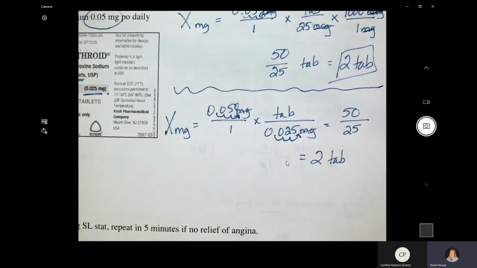So either way I go, I'm still going to get the same amount or the right answer. Now, if I'm using the milligram because my order was milligram, it's quicker. That's the only difference. Fewer steps. Any questions?